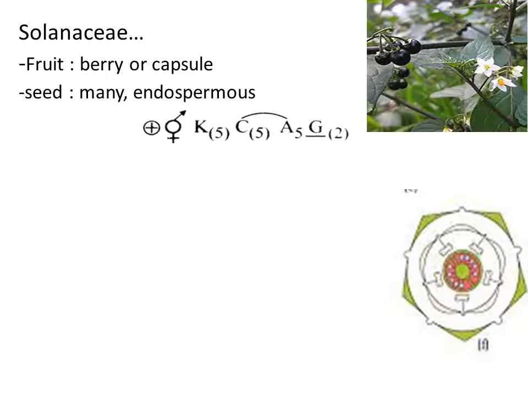And seeds are many, and they are endospermous. So endosperm will be present in the seed. So the kind of seed is endospermous. There are many seeds we can see in the fruit.